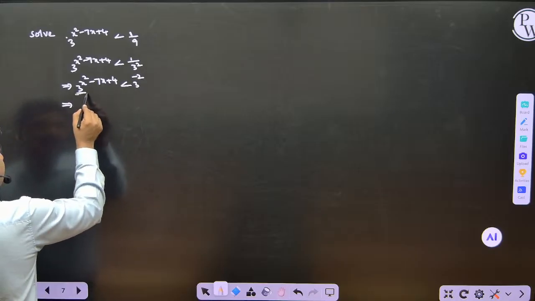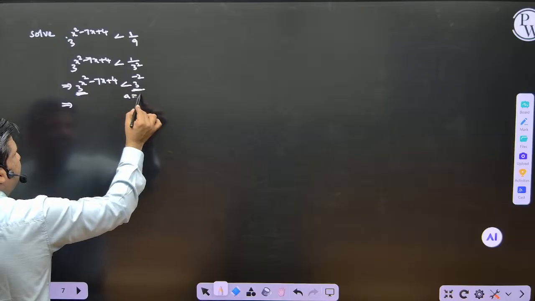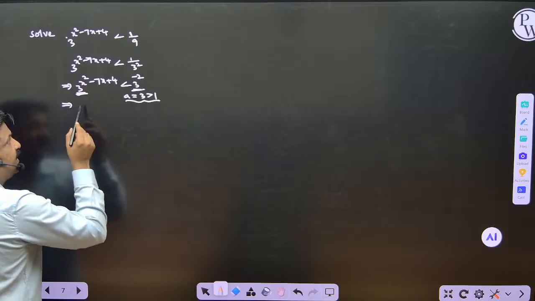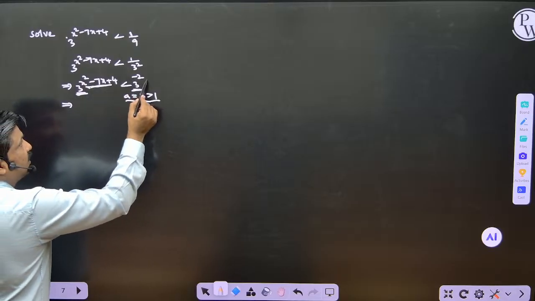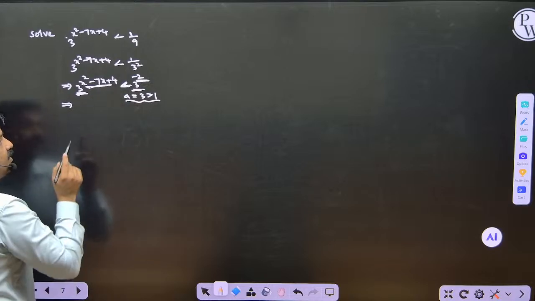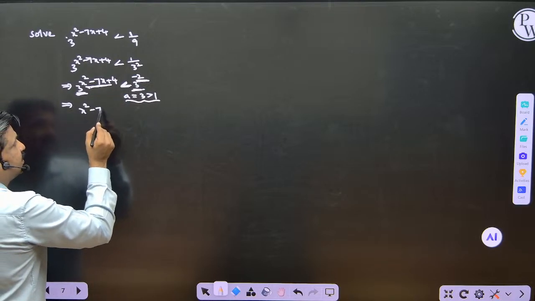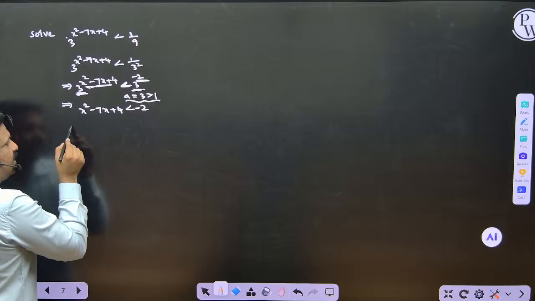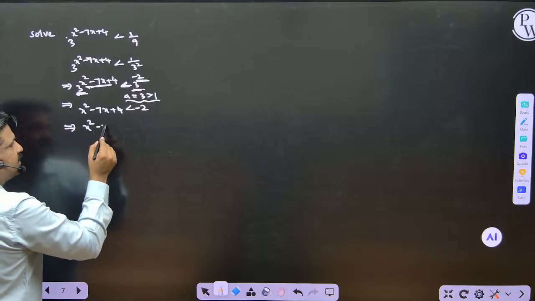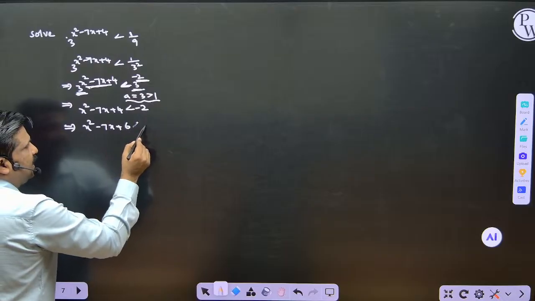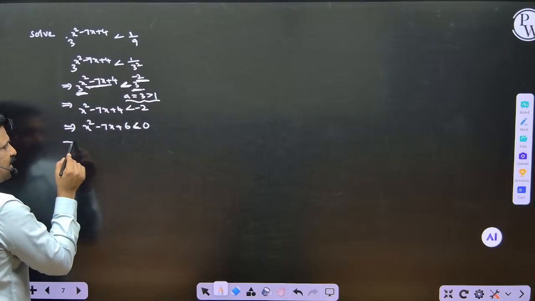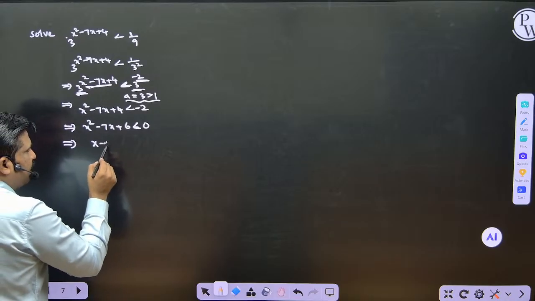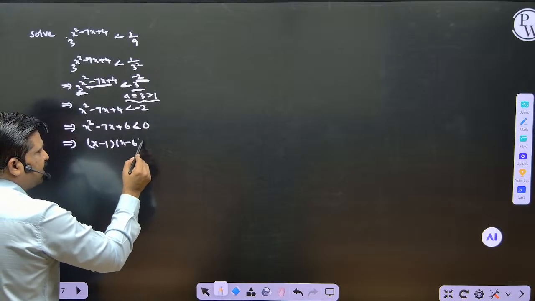It is an exponential function. What is the base here? 3, greater than 1 or not? When the base is 3, which is greater than 1, the powers also follow the same inequality order. That means x square minus 7x plus 4 less than minus 2. Shifted to this side, x square minus 7x plus 6 less than 0. It is a quadratic expression, so you split it into two factors: x minus 1 into x minus 6 less than 0.